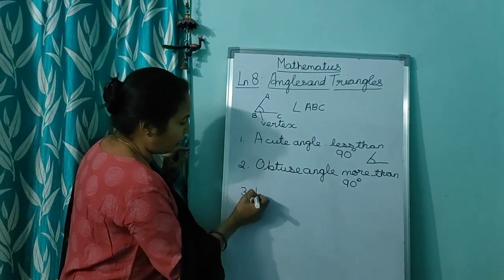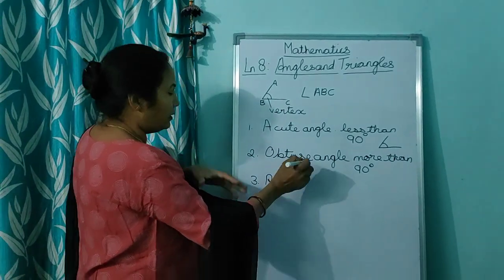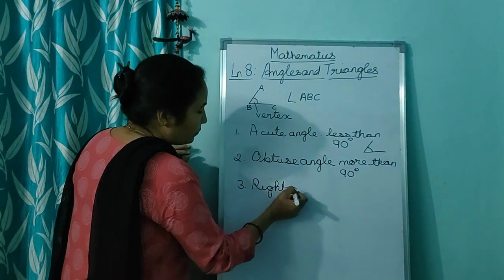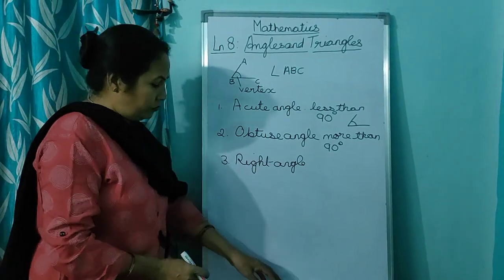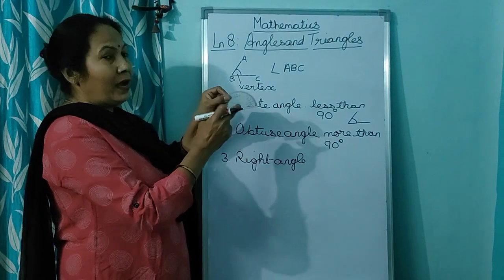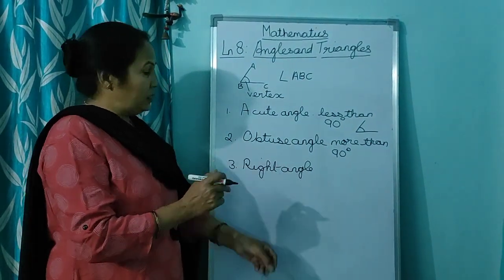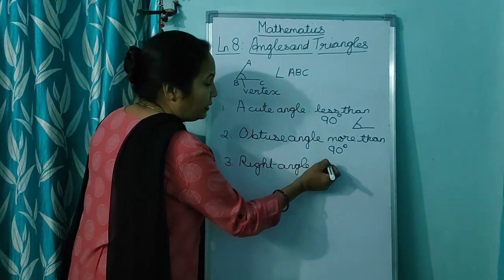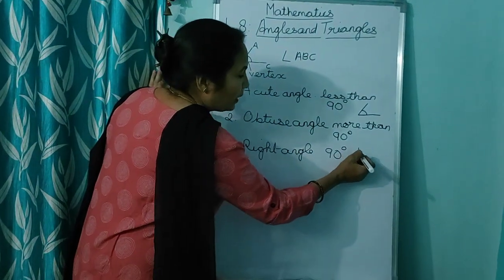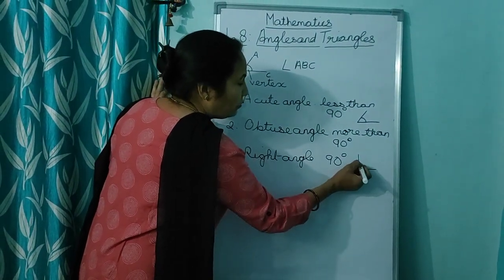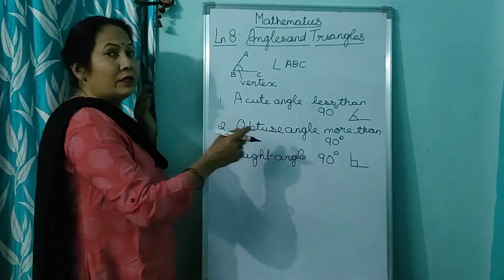Now next children is right angle. Now right angle is very easy and very simple to find out. Now children, you will see here in the center you have a line where 90 degrees is written. So this is 90 degree, and the shape of right angle is like this here, and the vertex is drawn like this. When you see this sign, means this is 90 degree.